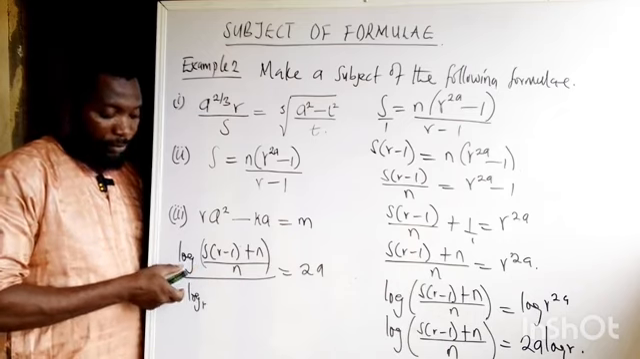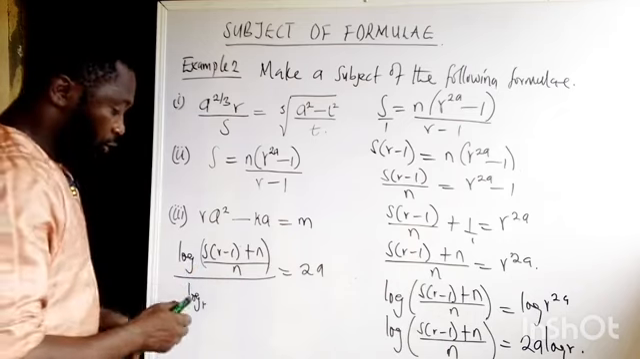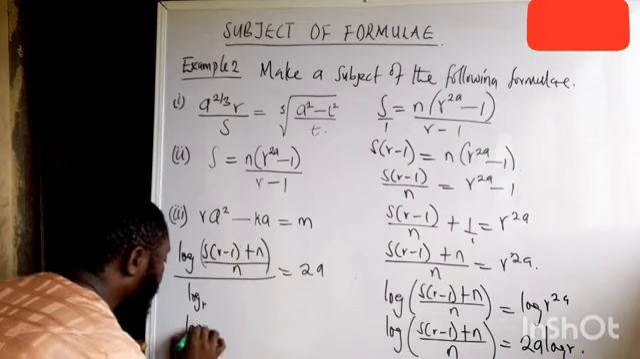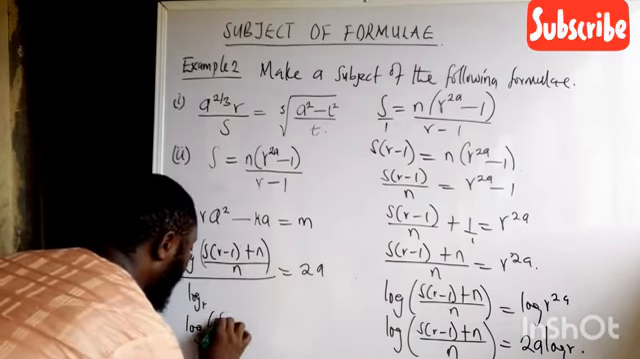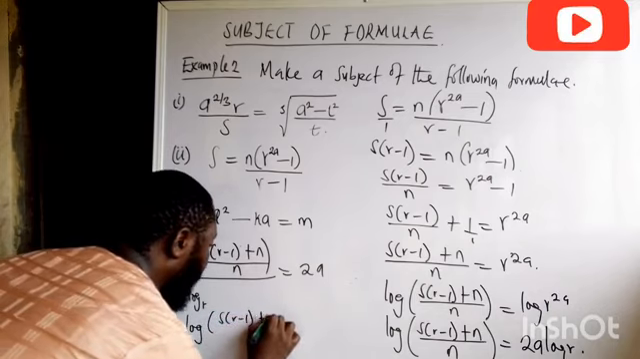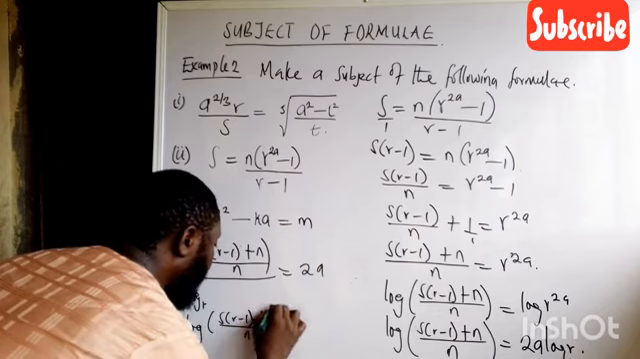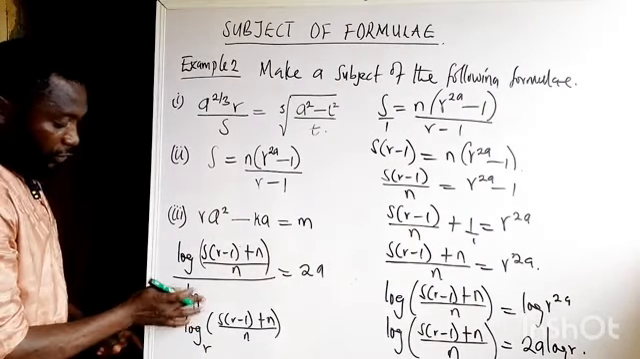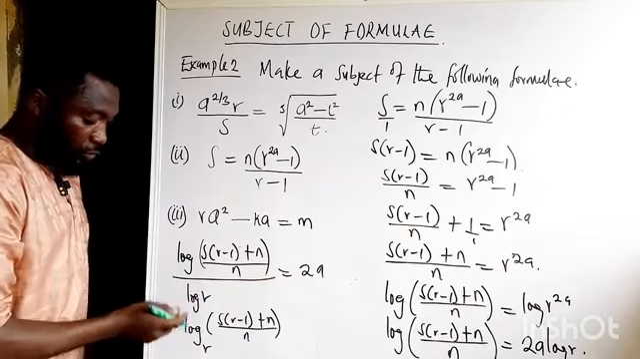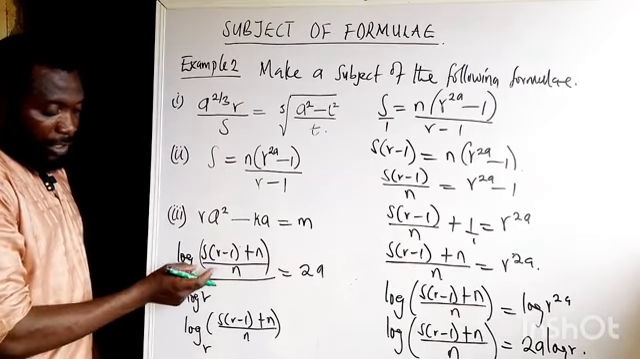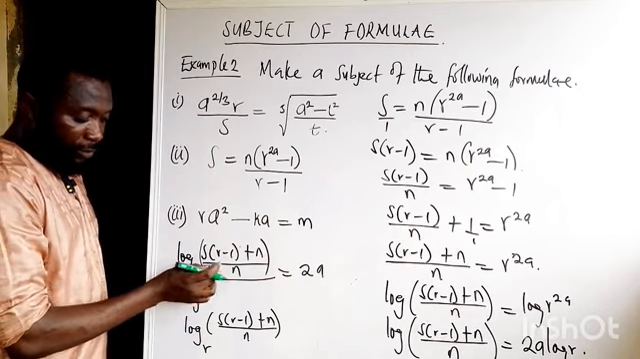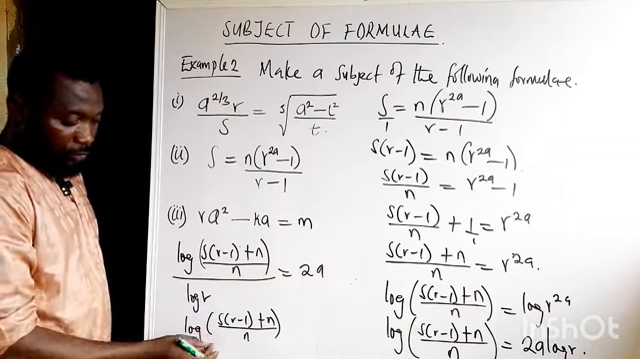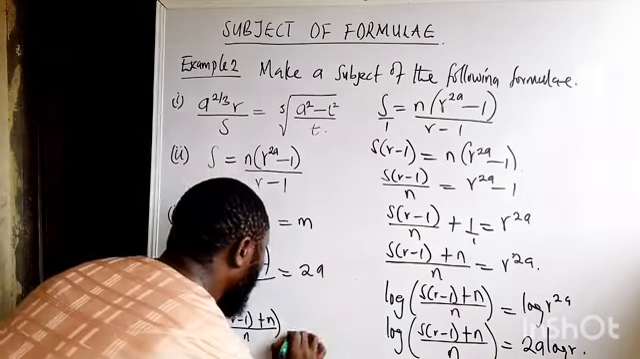I can combine these two logarithms together, so that I have log of s(r minus 1) plus n, divided by n, to base r. Instead of log, this is log r. Since you are dividing logarithms of a number to the same base with each other, you can just combine them together to have this to base r. Now it equals what? It equals 2a.